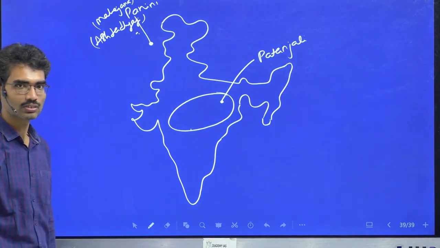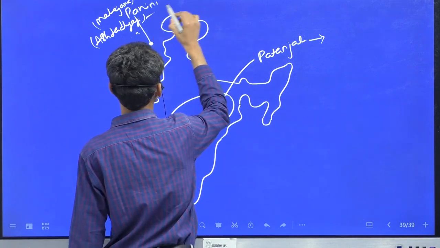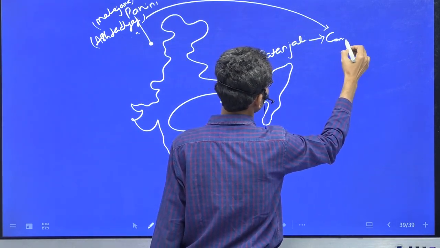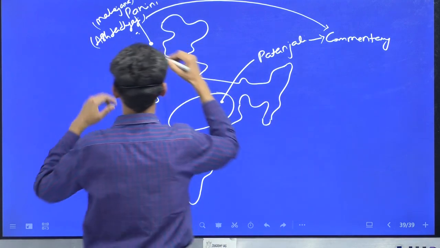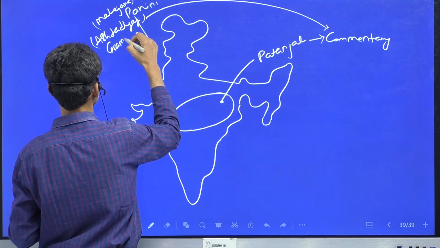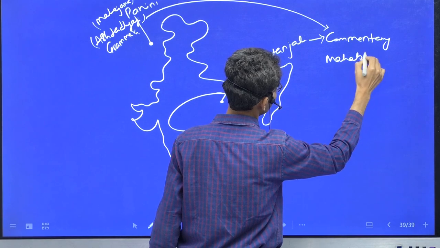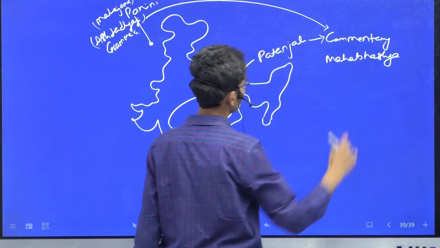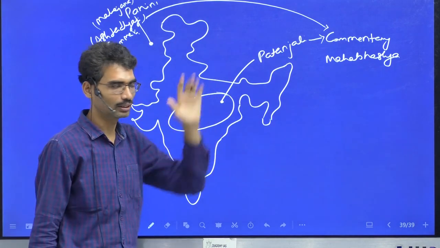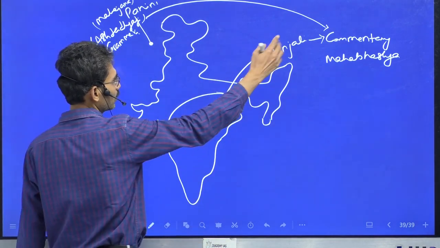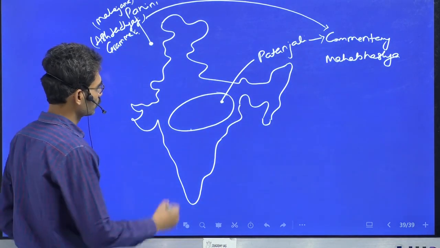Patanjali, there was one sage called Patanjali. He has written a commentary on Panini's grammar. This is grammar. This is called Mahabhashya. From prelims point of view, these names and their works are very, very important. Patanjali, commentary Mahabhashya, grammar. Here Shungas.